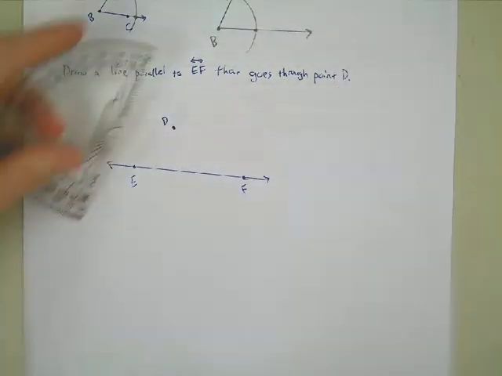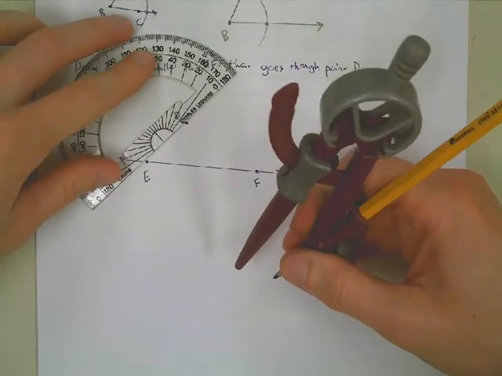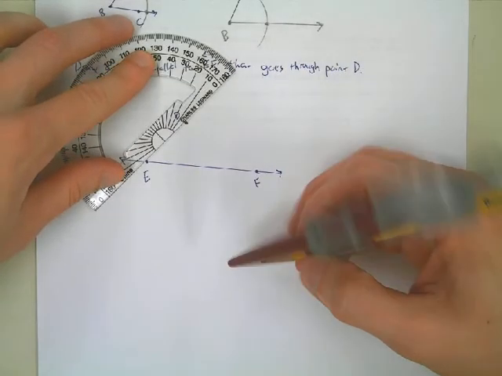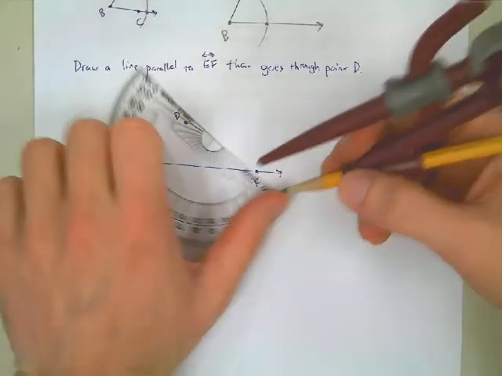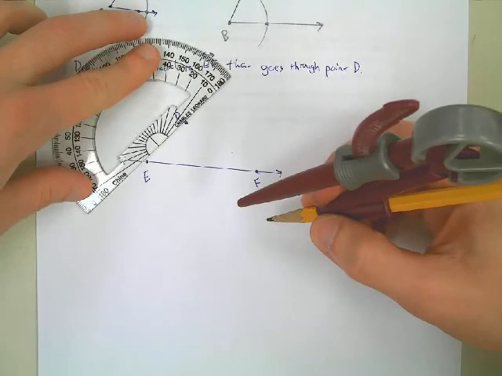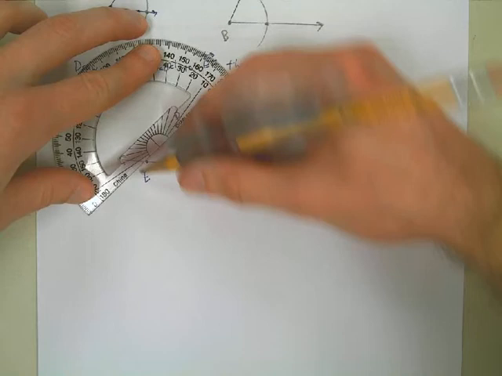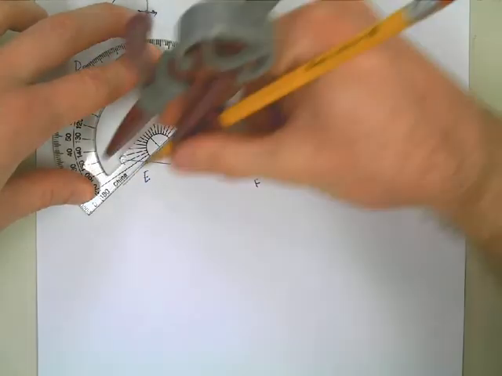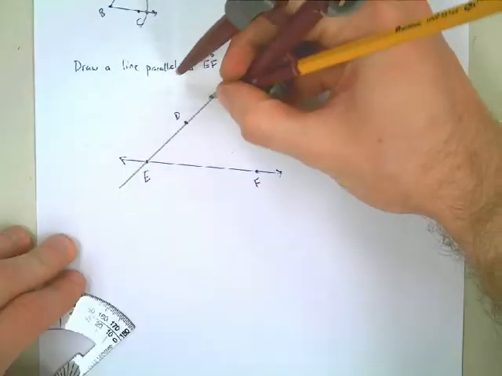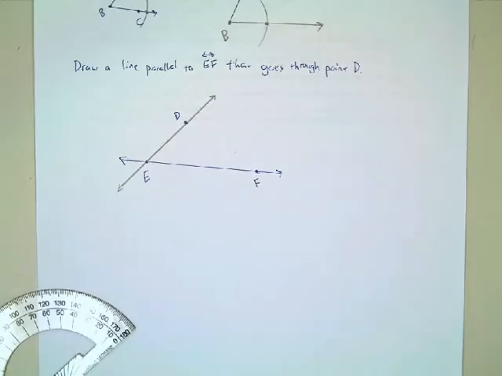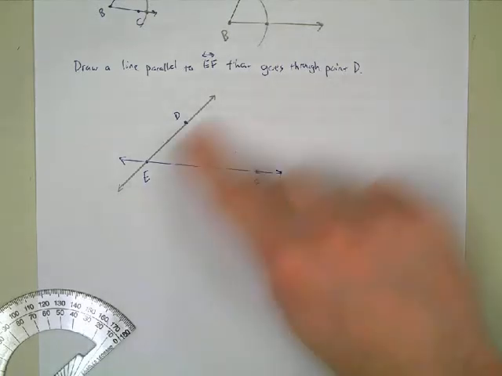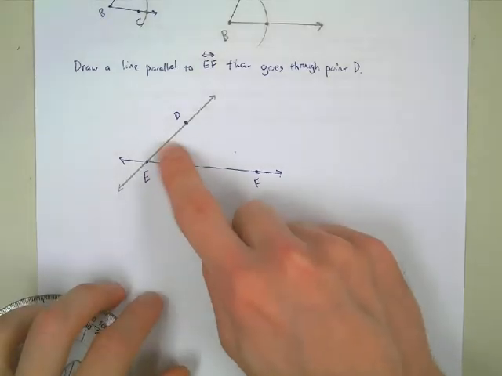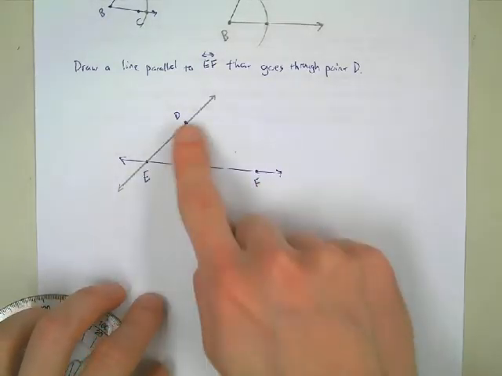We start by connecting E to D. You could also do D to F, but I like doing E to D here. So E to D, we're going to draw a line. We're creating a transversal. Creating a little transversal here. And by drawing in this DE, I now create an angle here. Angle DEF, right? You see that? Create an angle.